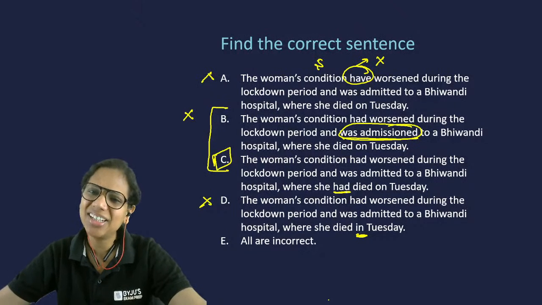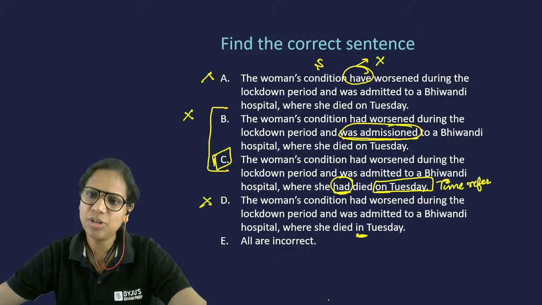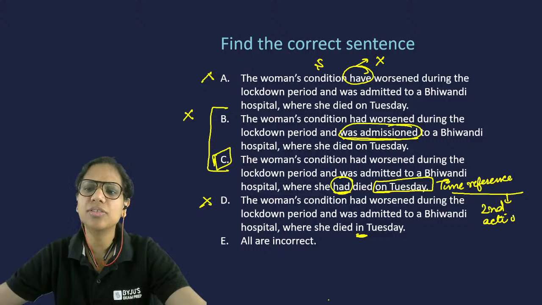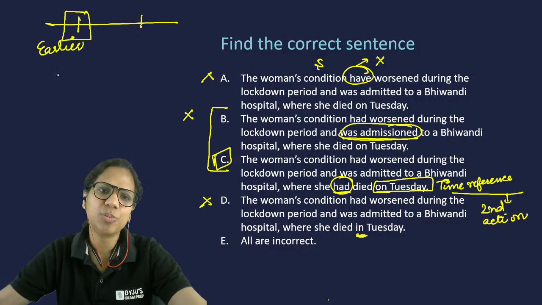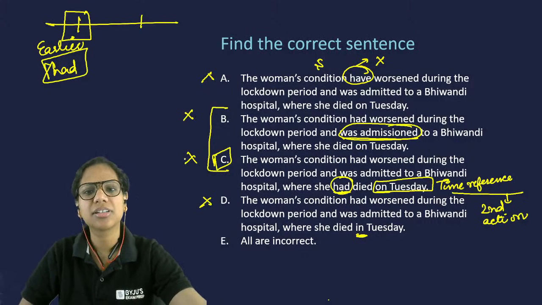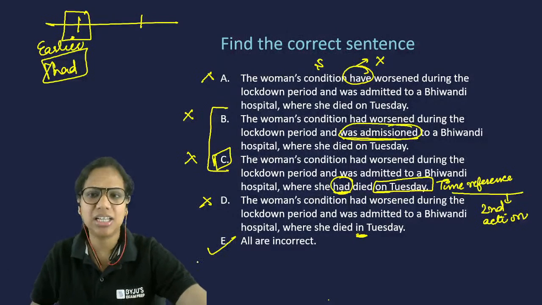Where she had died on Tuesday. Whenever a time reference is given, plus it is not followed by any second action, what is the use of the past perfect tense? To talk about two actions that happened in the past. The one that happened earlier takes the past perfect tense, takes this had, but nothing is happening after this. So why this had here? So you are absolutely correct. Eliminated. E is the answer.